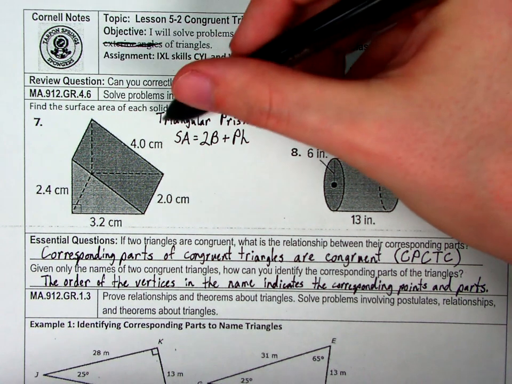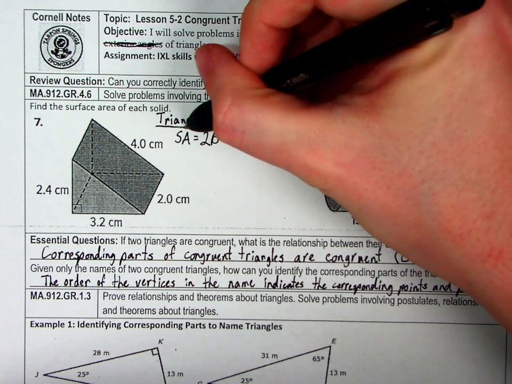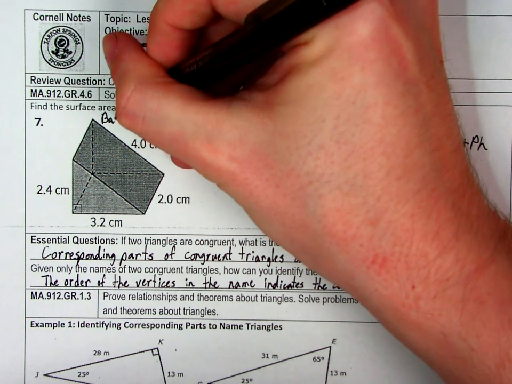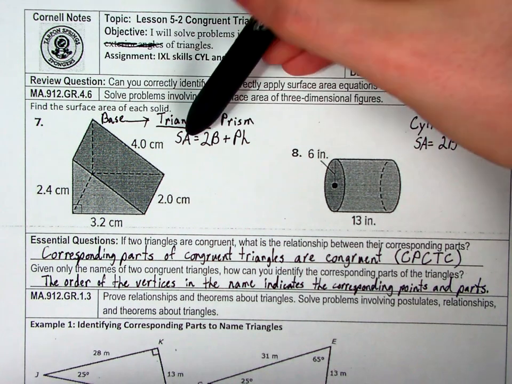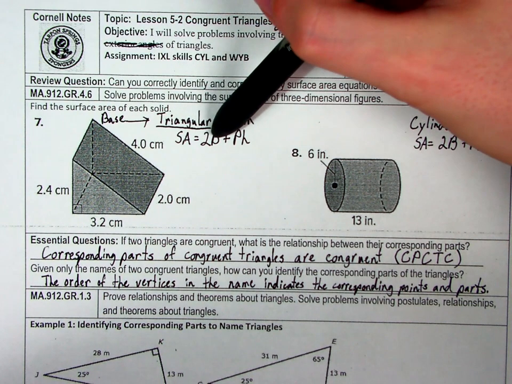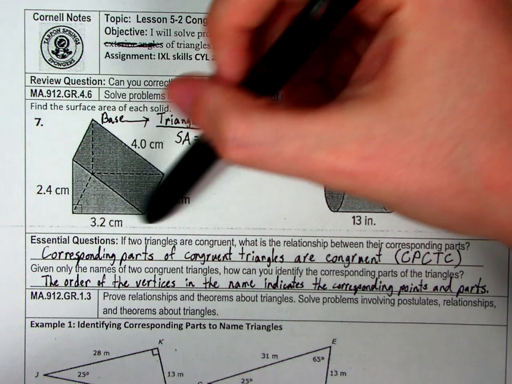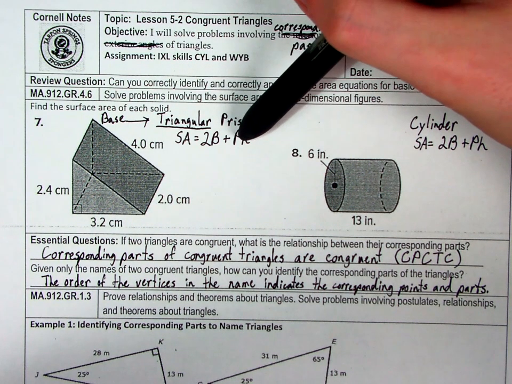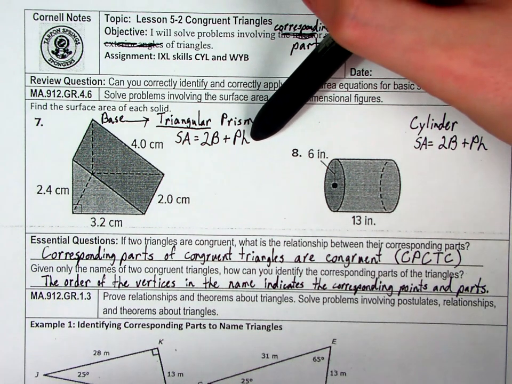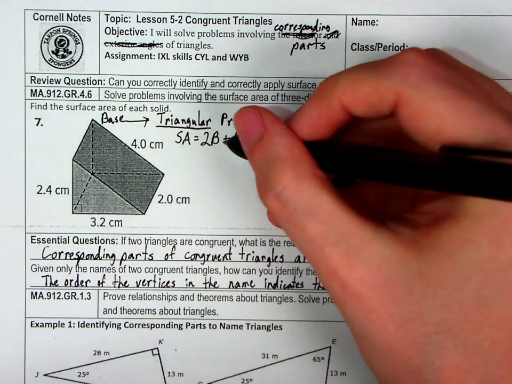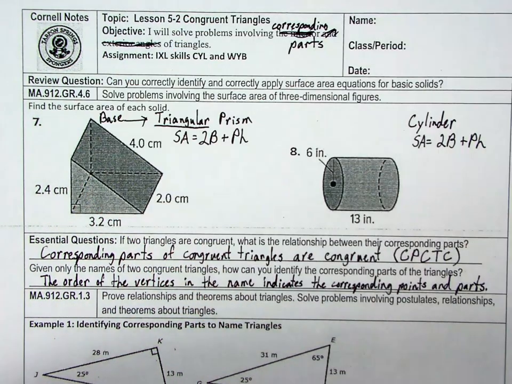To deal with this triangular prism, we need to focus first on the fact that we have a triangular base. This name tells you what the base is supposed to be. Our surface area for this triangular prism is supposed to be twice the area of the base, capital B, which stands for the area of that triangle, plus the perimeter of the triangle times h, the height between the two triangles. We're going to find the area of that triangle first.